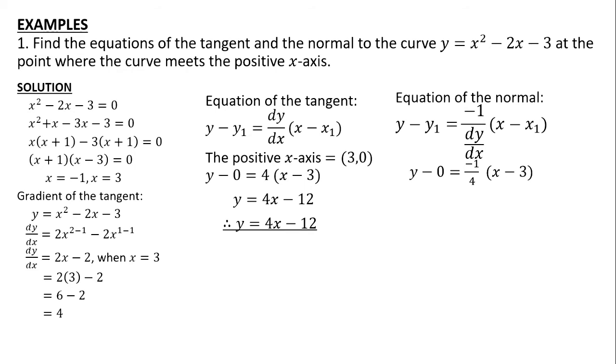From there, we'll expand. -1 over 4 times x will give us a -1 over 4x. -1 over 4 times -3 will give us a positive 3 over 4. It will look like that. Since we have a common denominator, which is a 4, we can always cross multiply. So the equation of the normal is therefore 4y equal to -x plus 3.